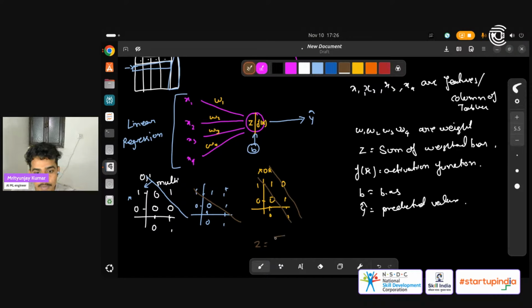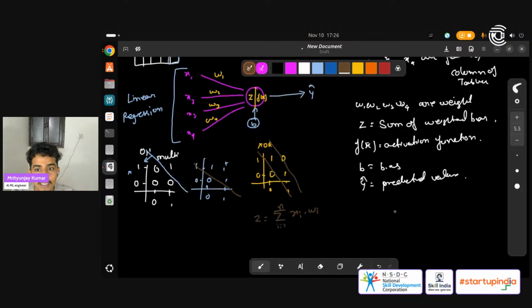In simple words, you can write summation i equal to 1 to n; here the n value is 4. Xi into wi. So this is basically Z, the summation function. In the end you can add plus b, the bias.